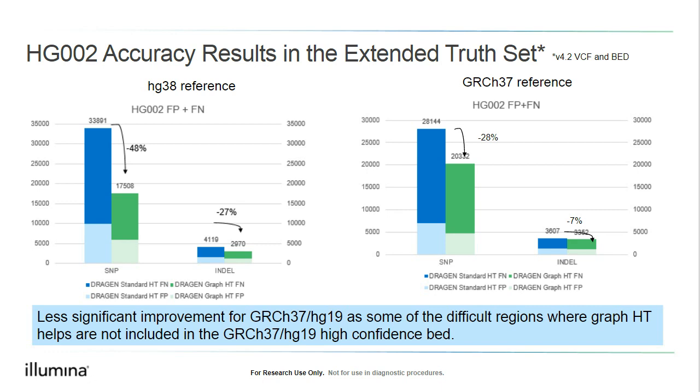However, the improvement is a little bit lower than what you would see on the hg38, but this is really because some of the difficult regions that are now being addressed by the graph hash table are not included yet in the GRCh37 or the hg19 high confidence bed. So as that high confidence bed improves, like it did for the hg38, then one would start to see the FP plus FN with the graph hash table drop further. But just to point out what the differences are in this slide.